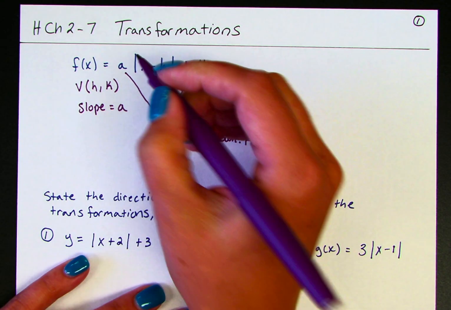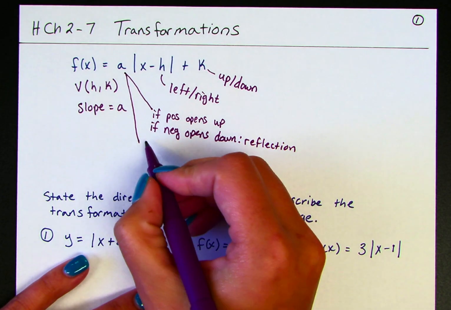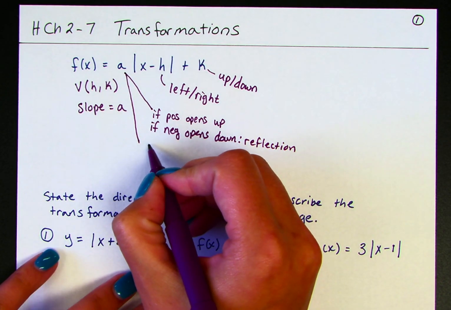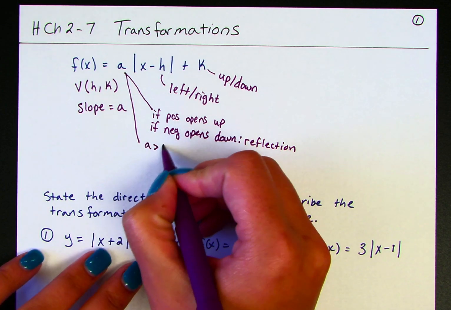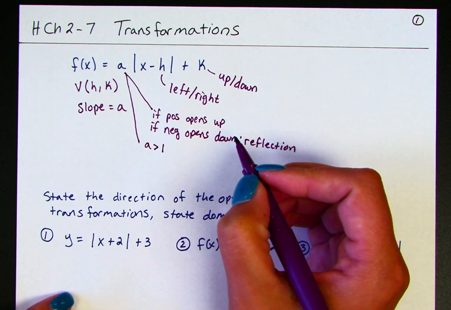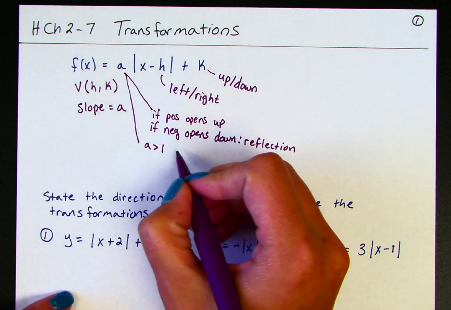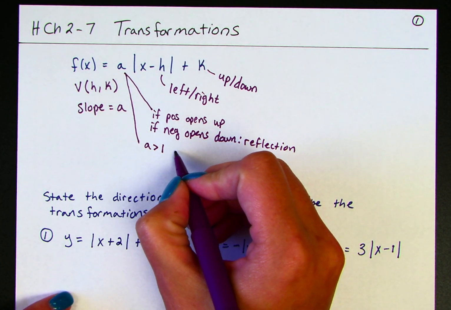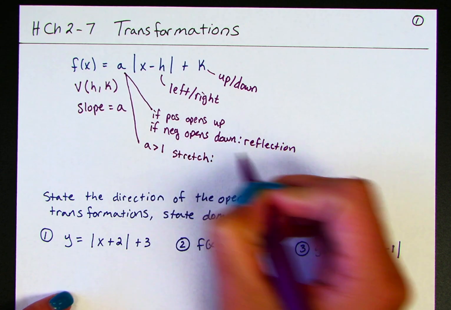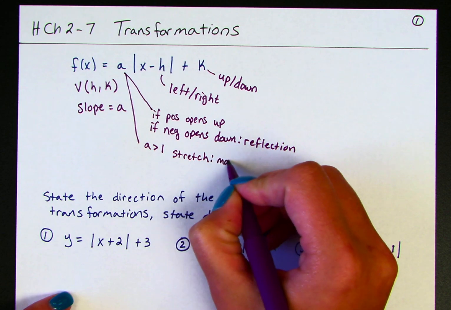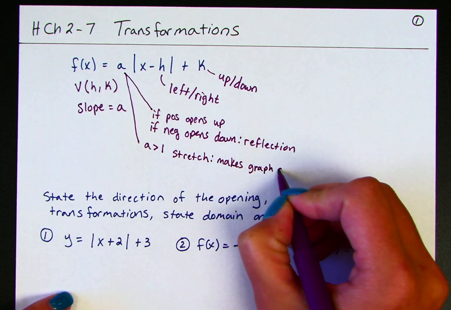And then if it's something other than 1, so if it's bigger than 1, and we would ignore the negative part, so if A is bigger than 1, that's going to make the graph skinnier because we're going up faster than we're going over. We are going to call that a stretch. So it makes the graph skinnier.